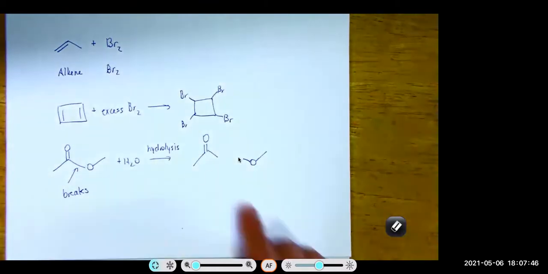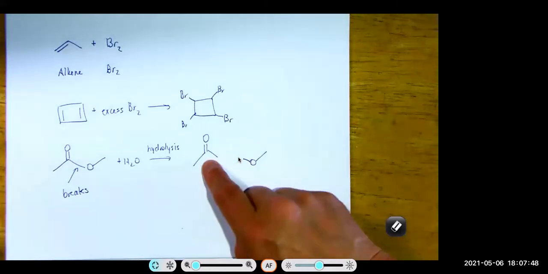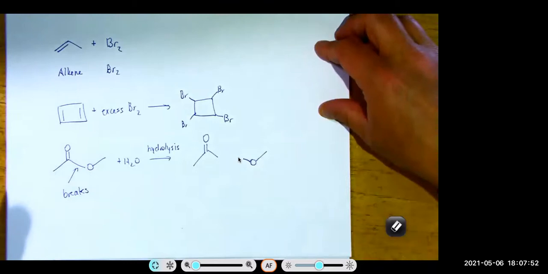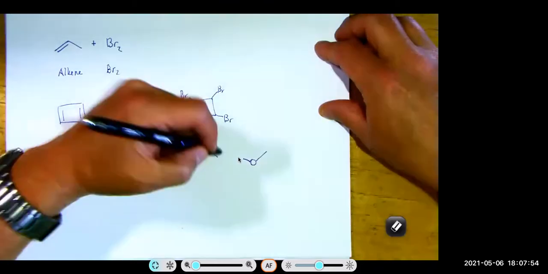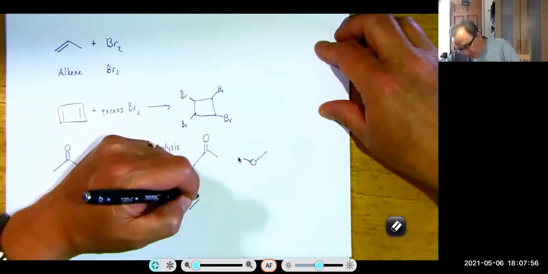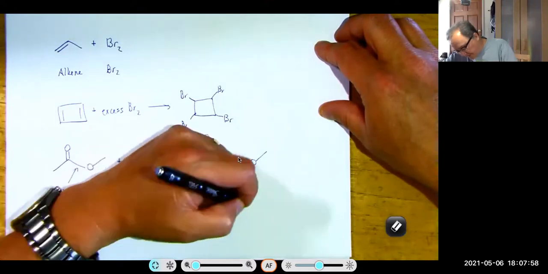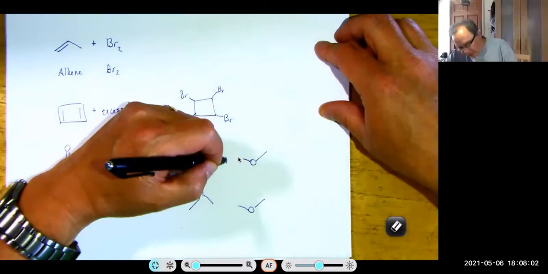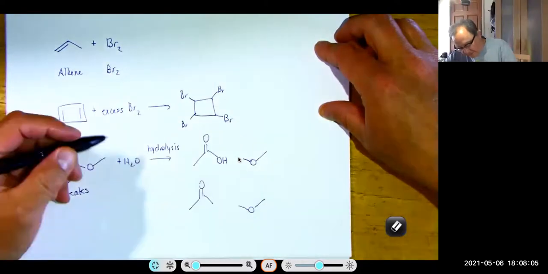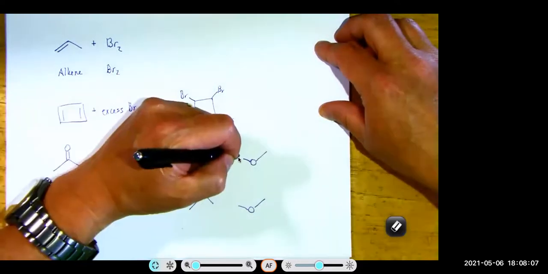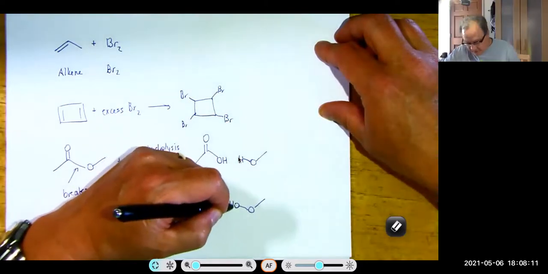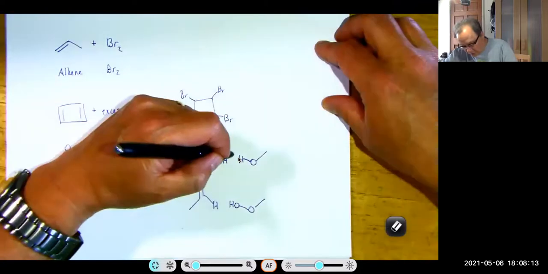Okay, so what do you add to the carbonyl? Was that the OH? Well, let's try it both ways and see which makes the most sense. So you said, is that the OH? Well, we're going to try that. So what would go here? The H. Okay, now let's try it the other way. H here and OH there. Which one just looks more right?